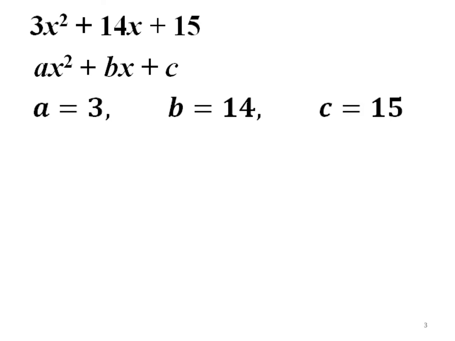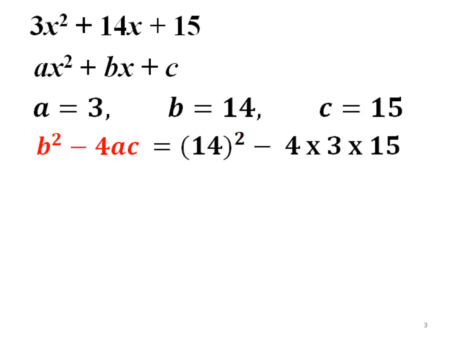Now if you have seen the formula, it was under root b square minus 4ac. So we shall first find out the value of b square minus 4ac, which is equal to 14 square minus 4 into 3 into 15. 14 square is nothing but 196. 4 threes are 12. 12 into 15 is nothing but 180. 196 minus 180 is equal to 16.